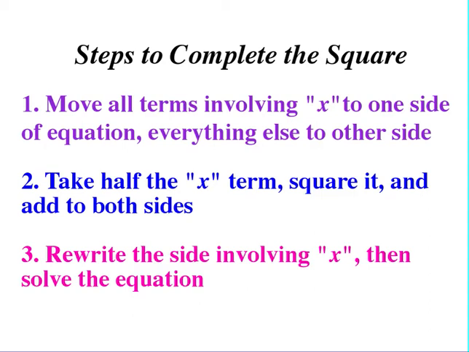Step 2, take half of the x term, square it, and add to both sides. Where does this blue step look familiar? We just did it. We just did the blue step. And then step 3, rewrite the side involving x, then solve the equation.